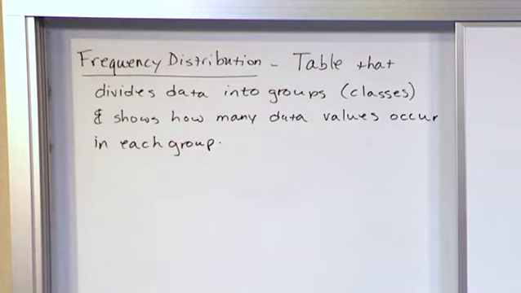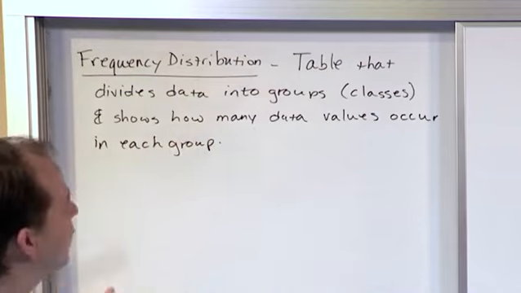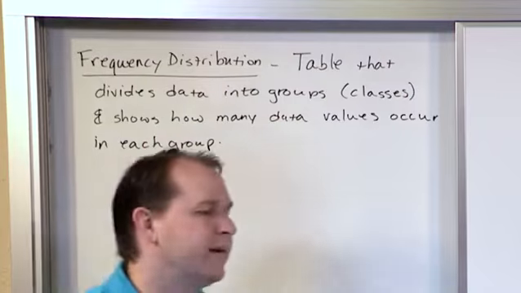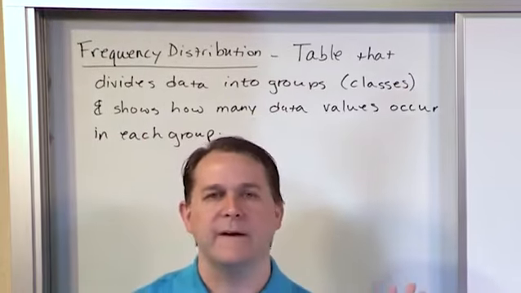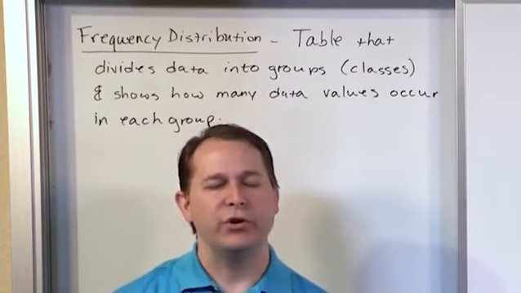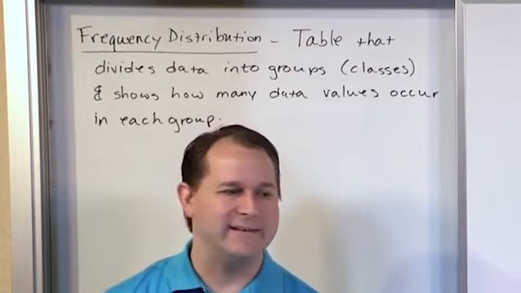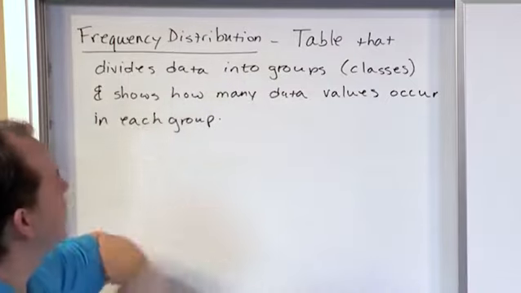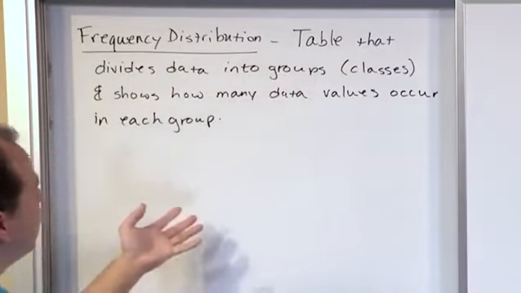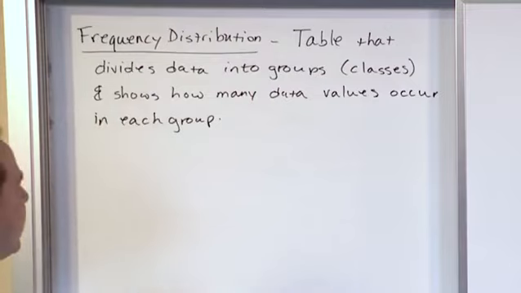Frequency distribution, it's boiled down to this. It's a table, that's all you really have to know. When someone talks about a frequency distribution, or the book or the teacher says, hey, there's a frequency distribution, what you need to know is it's just a table. It's a table of information, right? And it divides the data into groups. We just call these groups classes typically. And it shows how many data values occur in each group.